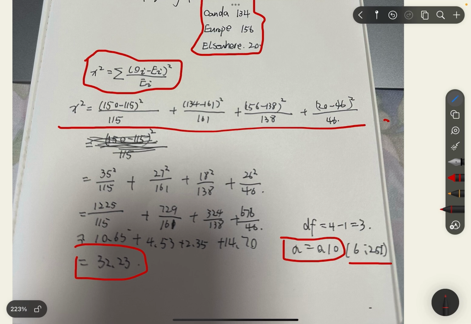And since our calculated chi-square statistic 32.23 is greater than the critical value, we reject the null hypothesis. That's all for question 1.